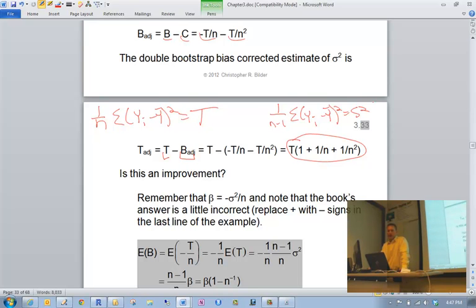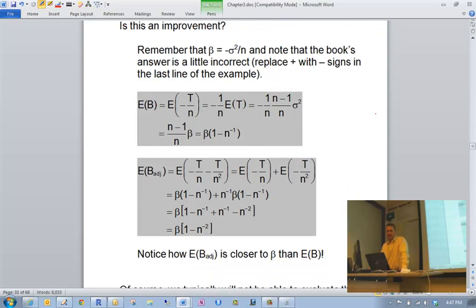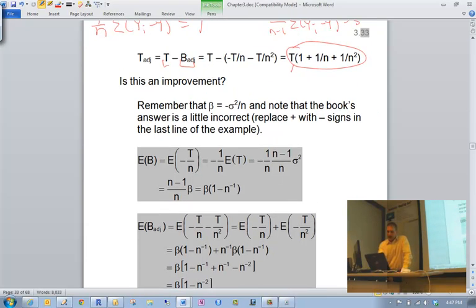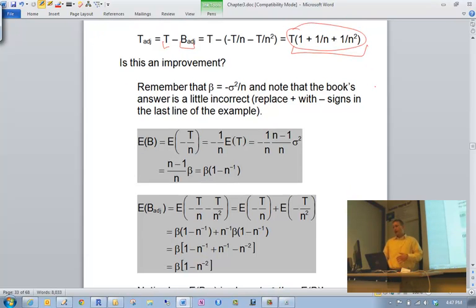But let's look at it another way. This is the way the book does it. Is this an improvement? Is this statistic actually an improvement? Okay. Compared to if we just did a bias-corrected statistic, so we didn't use a double bootstrap. We used the stuff that was in section 2.4. Well, so here's my bias: negative sigma squared divided by n.